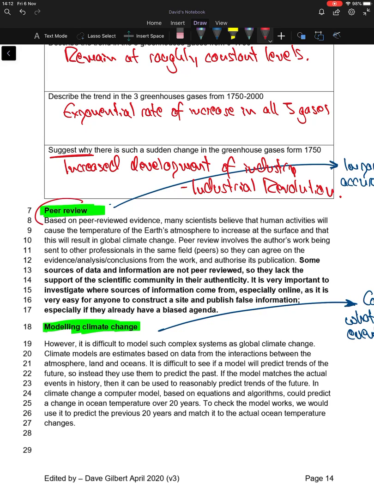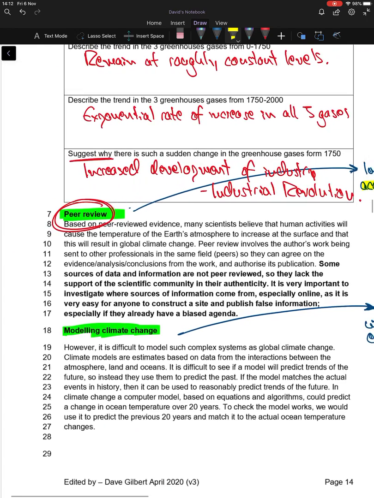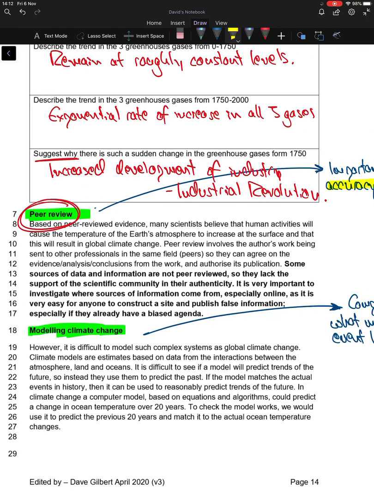Now, the main thing here is if you ever come across this word, peer review, the reason why it's important is it helps to confirm the accuracy of scientific results. And what that basically means is that someone's work is sent to other professionals in the same field so that they can agree on the work. As in, is it correct? Do they come to the same conclusions? So it validates it.